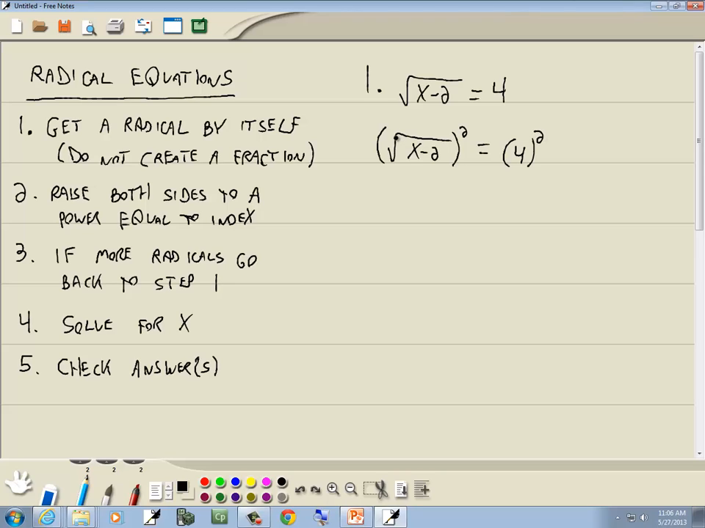Now when your index matches the power you're raising it to, they're going to cancel each other out, and the radical will disappear also, and you'll be left with what's underneath. So this side just becomes x minus 2. 4 squared, 4 times 4 gives us 16. Here I'll take negative 2, move it to the right side, becomes a positive 2. And we get x is equal to 18. Maybe. Because remember, our last step is to check our answers. 18 minus 2 is 16. Square root of 16 does give you 4. So that checks.